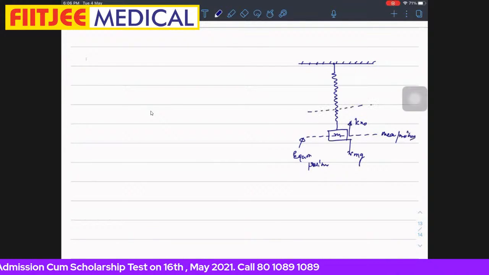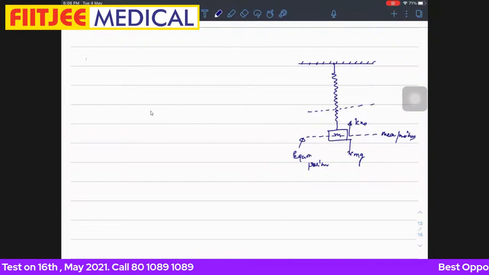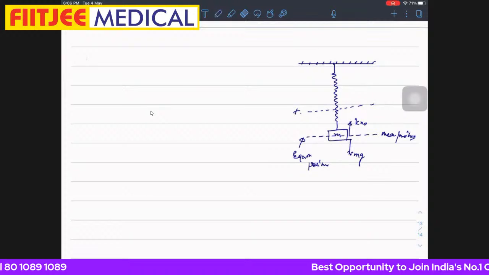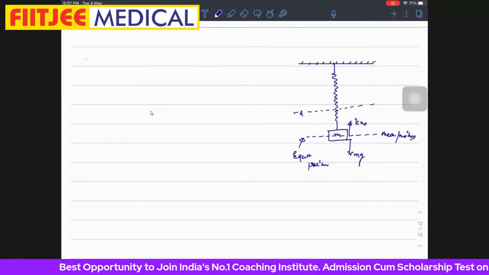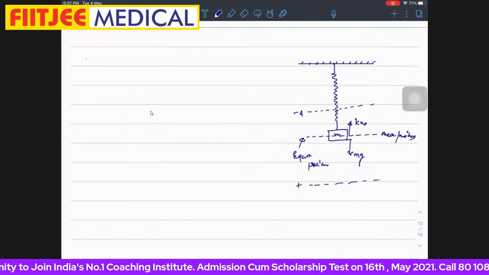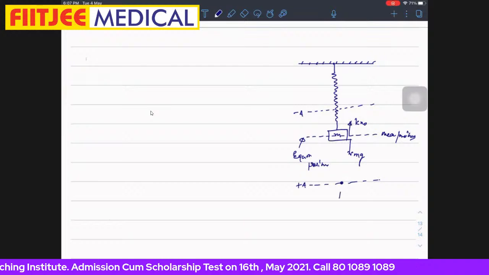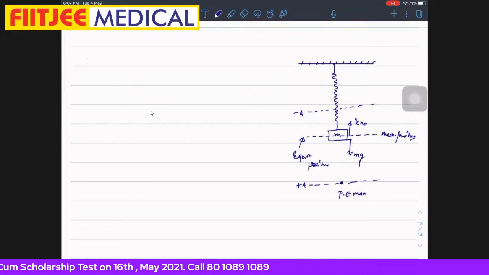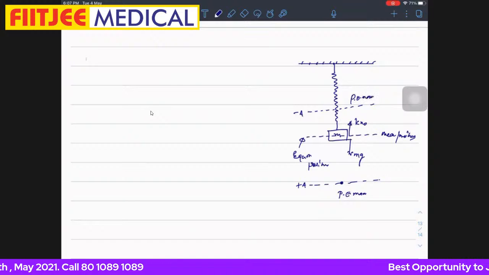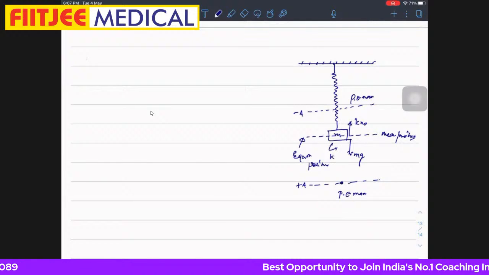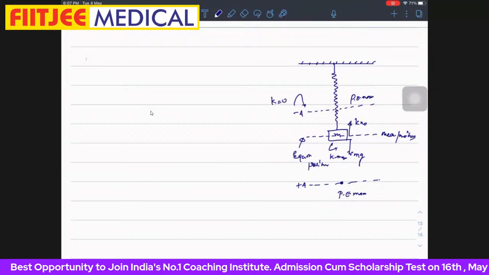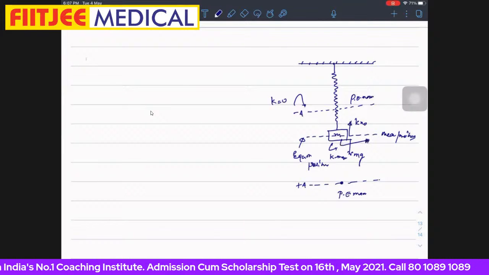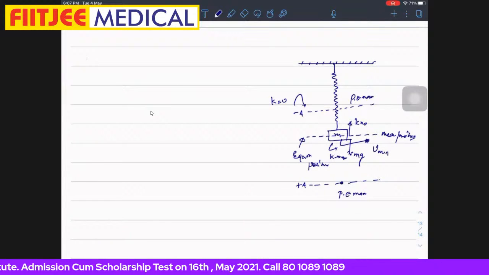If I pull it from the equilibrium position and leave it, it will start oscillating. So somewhere here will be minus A, and somewhere here will be plus A. At these points, the potential energy will be maximum. At this point, kinetic energy will be maximum. At the extreme points, kinetic energy will be zero, but at the mean point the potential energy will be minimum, not zero, because there is some extension in the spring. But in the last case, it was not possible.